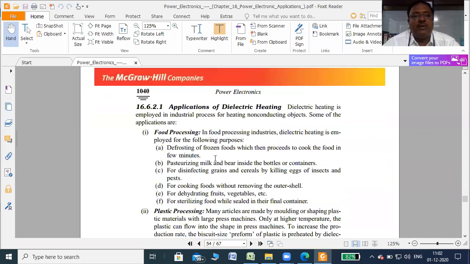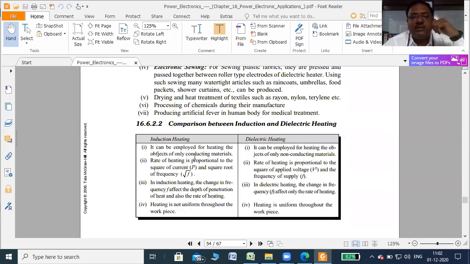Then applications of direct heating, and a comparison is given. See here, the comparison of induction heating and direct heating. You can simply read the comparison. That is sufficient to understand the difference between induction heating and direct heating.